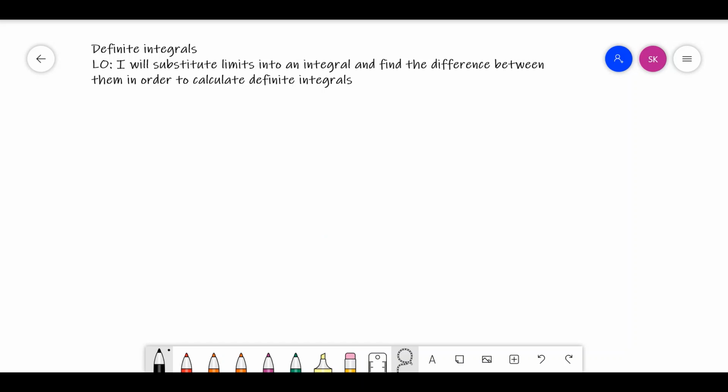So far, we've looked at indefinite integrals. So for example, if you're asked to integrate 3x squared with respect to x, hopefully you're very clear by now that that is x cubed plus c. This is called an indefinite integral, something that we've done a lot of. Today's video looks at definite integrals.